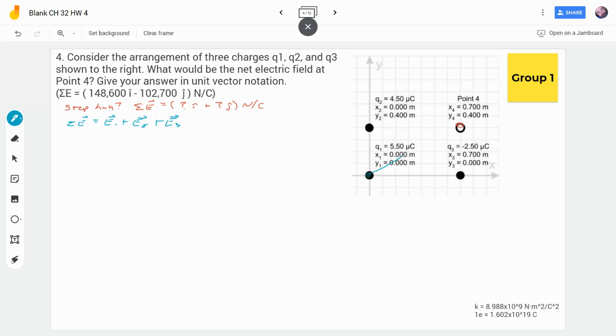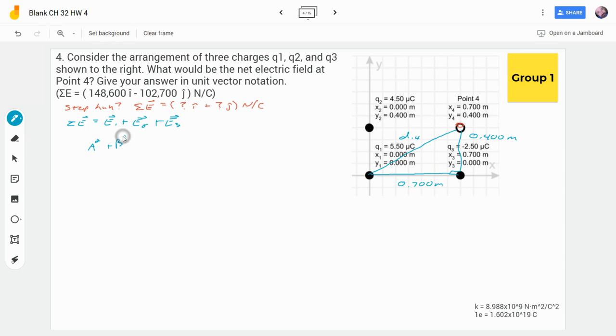So let's start with this. I need to know this distance here. Let's call this distance d14, the distance from 1 to 4. So what I have is a sloppily drawn right triangle like this, and I know two of the sides if I check these numbers. x1 is 0 and x4 is 0.7 meters, so this side is 0.7 meters. For this side, y3 was 0 and y4 is 0.4, so this side is 0.4 meters.